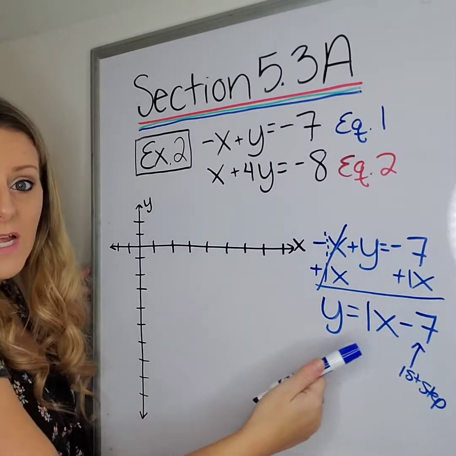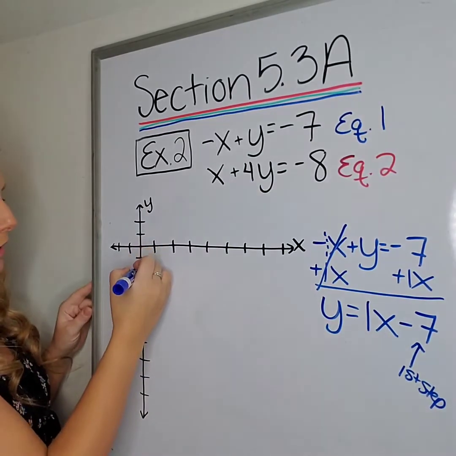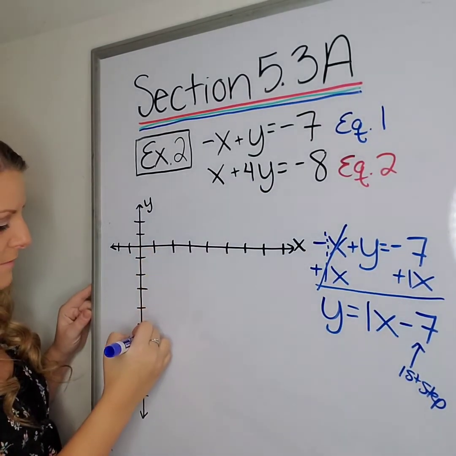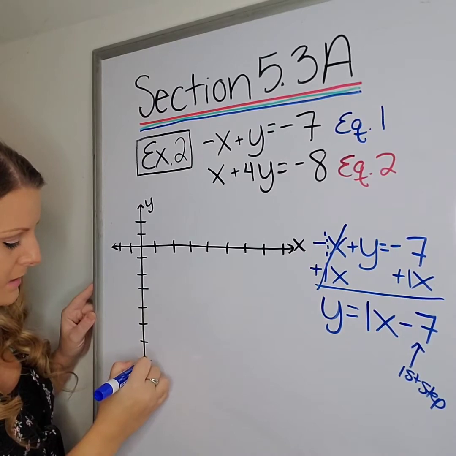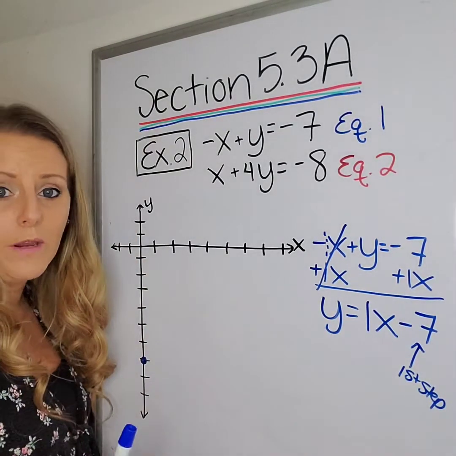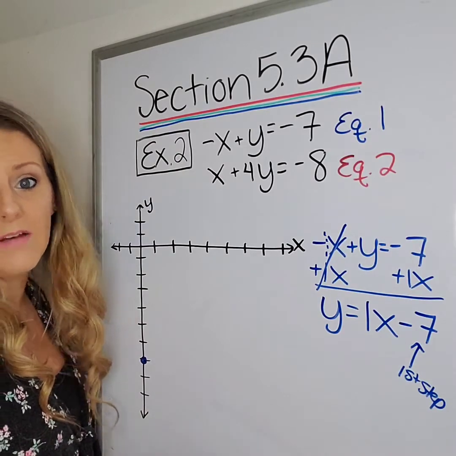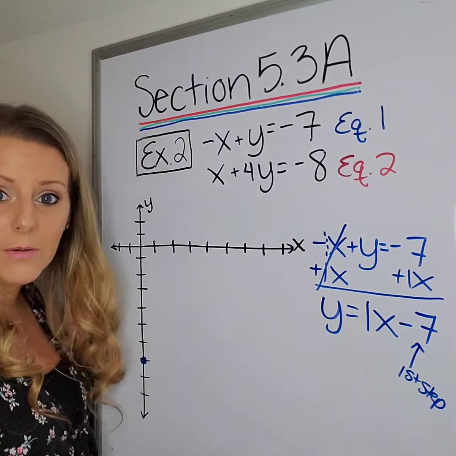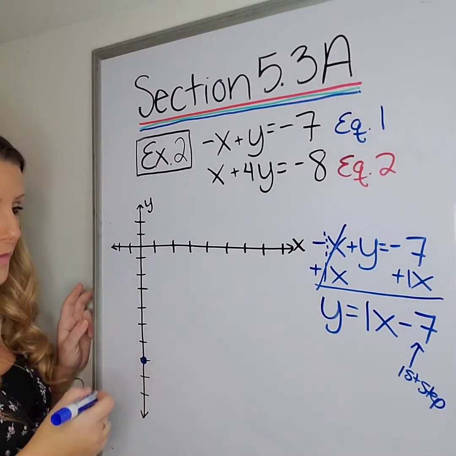So it's a negative 7, we go down 7. 1, 2, 3, 4, 5, 6, 7. And that's why I drew my coordinate plane down, because I knew I was going to be going down. If it was a positive 7, I would have drawn it going up because I would have been going up. So you're going to start with a dot there.